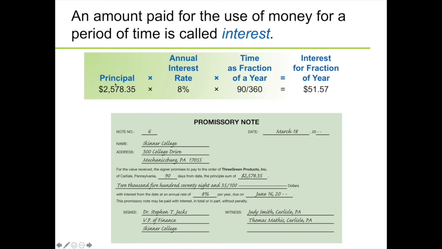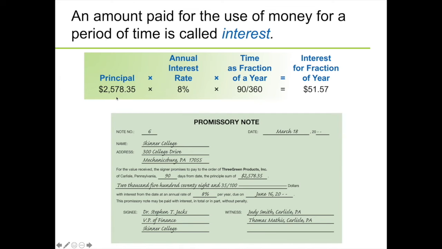The principal, $2,578.35, comes from right here. It's the principal of our note. The interest rate is also found on our note right here. The fraction of time. The time used in calculating interest is often stated as a fraction of 360 days. And that's how we come up with this fraction right here. It's 90 days divided by 360 because this note is not for an entire year.